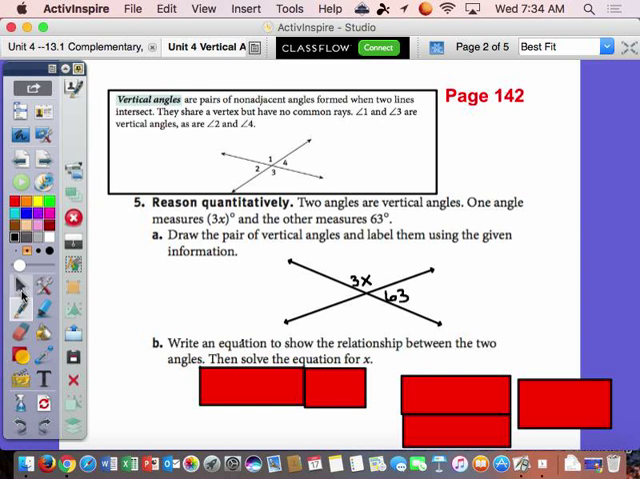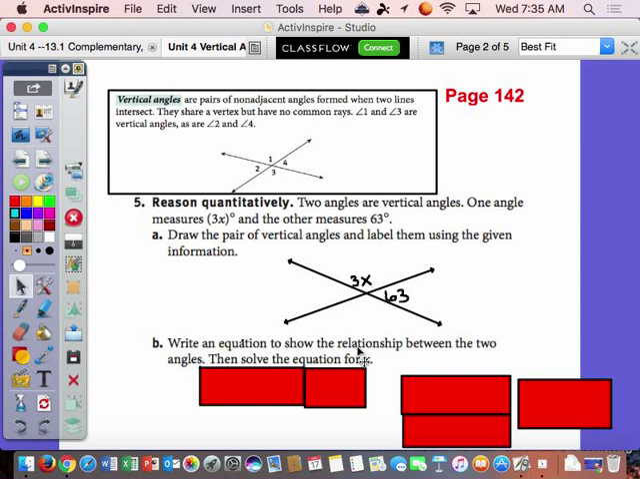So I kept the definition up here just to remind you and to help me remember so you can easily see it. So it says two angles are vertical angles. One angle measures 3x and the other measures 63. Whether you put the 3x in the big angle or 63 in the big angle, that's not a huge deal at this moment, but think about it realistically. Does 63 degrees make more sense to be in the obtuse or the big angle, or the acute, the small angle? So that's why I put 63 here and 3x here. Okay, so then that gives us our 5a.